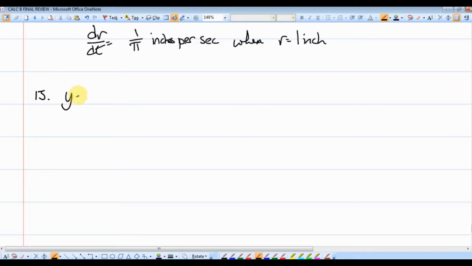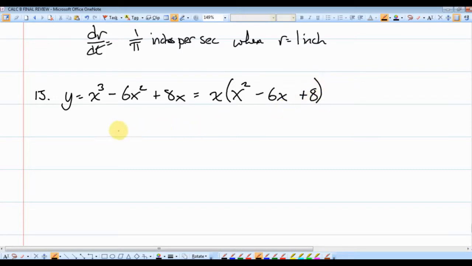We have y equals x cubed minus 6x squared plus 8x. I can factor out an x, right? x squared minus 6x plus 8. I think that's factorable: x minus 2, x minus 4. That means I have 3 roots.